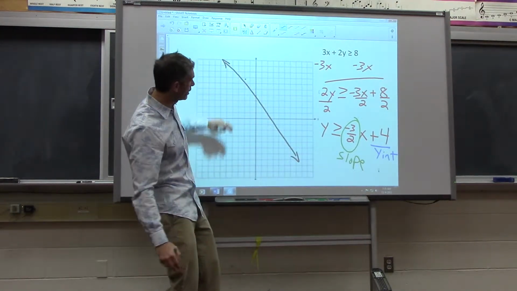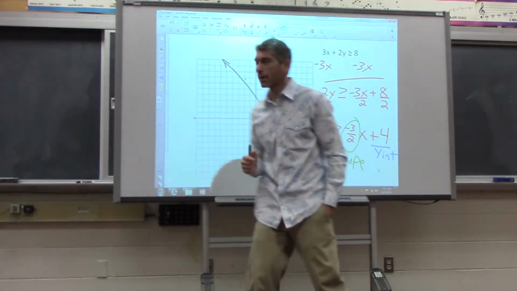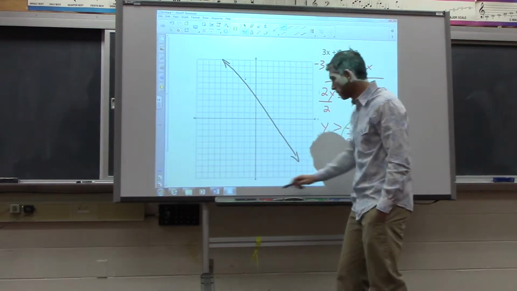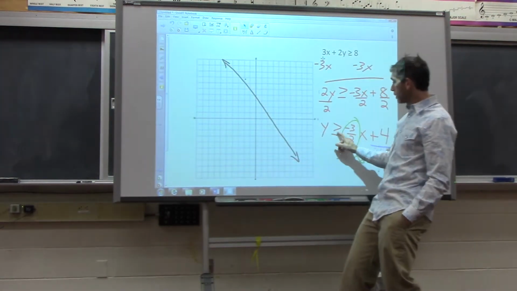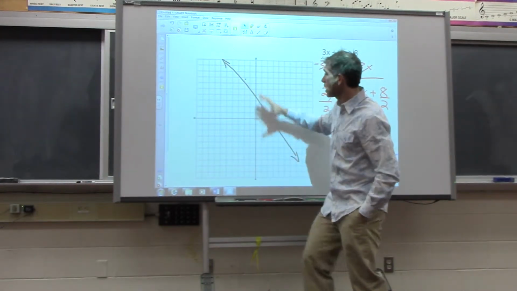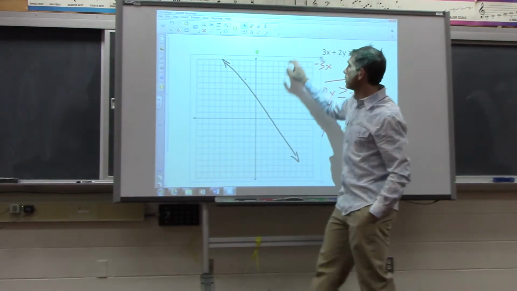Whoop, missed that one by a little bit, but being on the smartboard, it's always off by a tiny bit. I apologize. But I'm trying to connect all those dots. And again, I used a solid line because it's the or equal to. And at this point, I have to decide, am I shading things that are below or above that line?